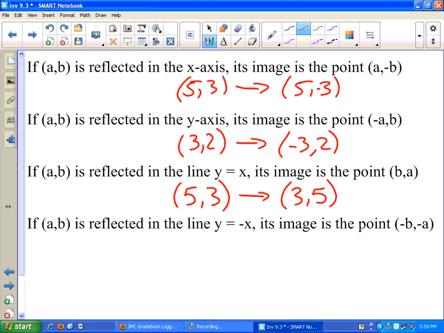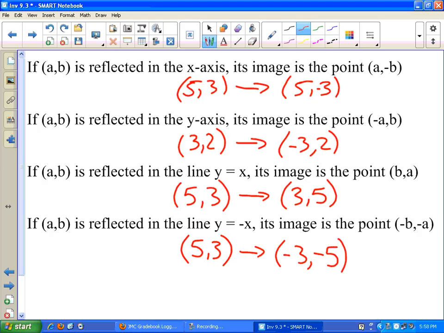And finally, the toughest one is when we reflect over the line y equals -x. Okay, so AB is reflected in the line y equals -x. Excuse me. So we'll use 5, 3 again. A and B are going to flip, but we're also going to make them both negative. So 5, 3 is going to go to negative 3, negative 5.